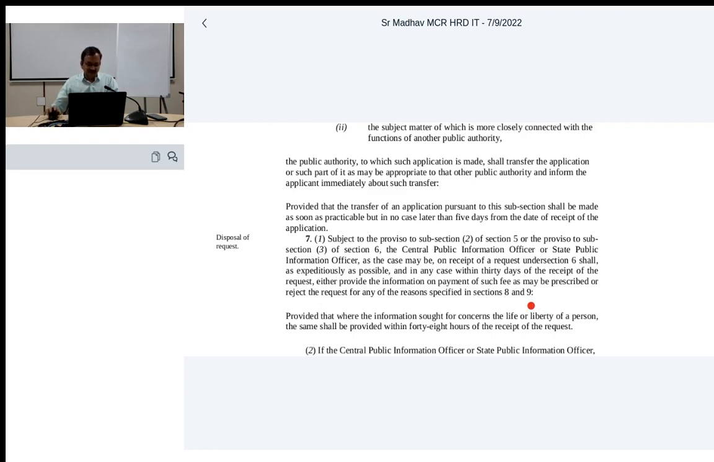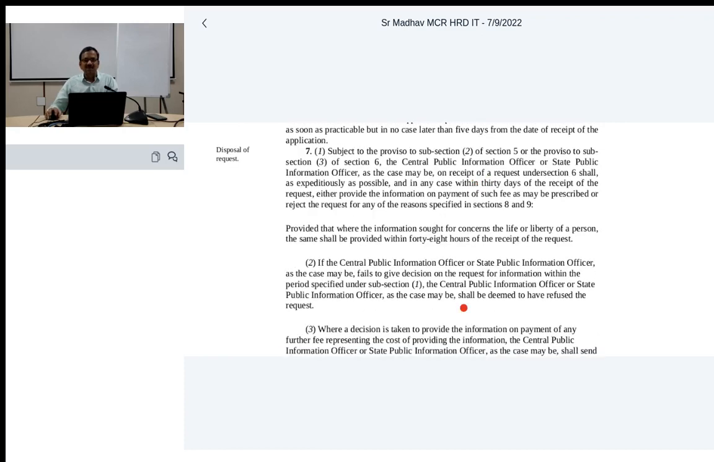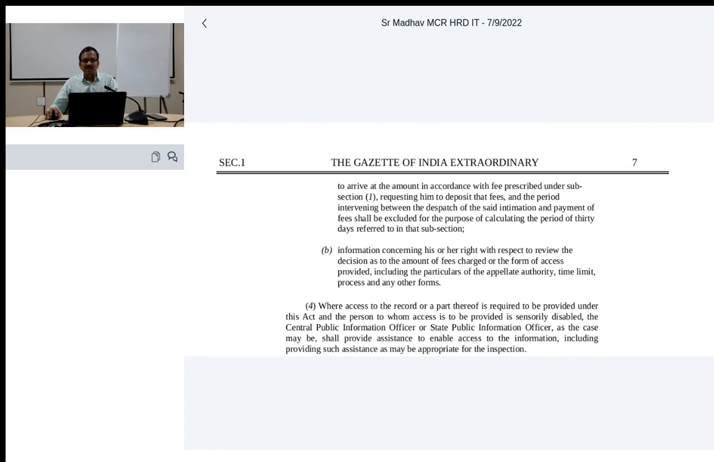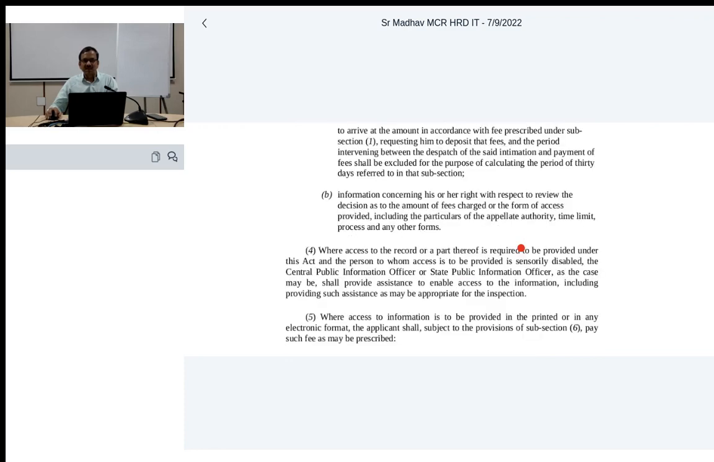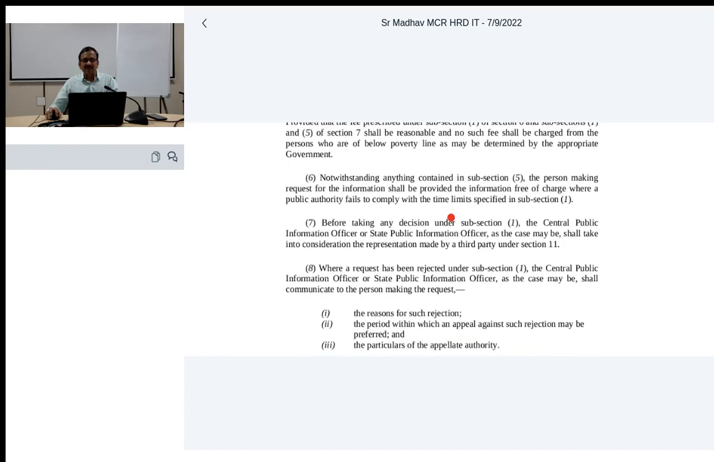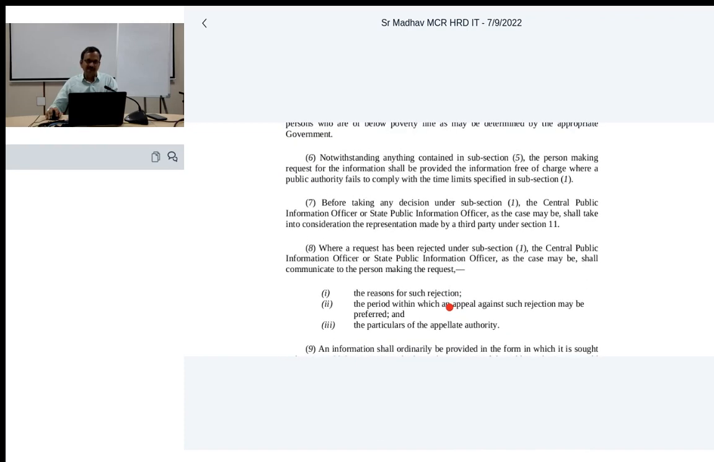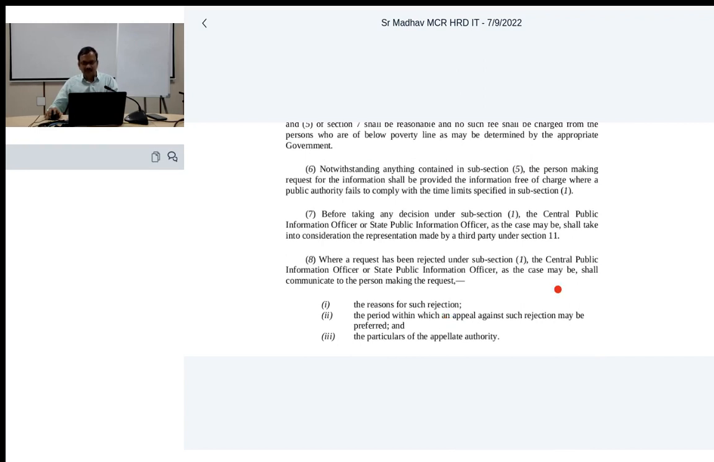So this is about disposal of request, and there is one more requirement when the PAO is rejecting a request. So let us have a look at section 7.8. Yeah, we have section 7.8. So unless you complete discussion on section 7.8, you cannot complete the discussion on disposal of request. So there are two options we have already discussed. One is to provide information, another is to reject. In case the PAO needs to reject a request, she has to issue a communication under section 7.8, and this completes the disposal of request.